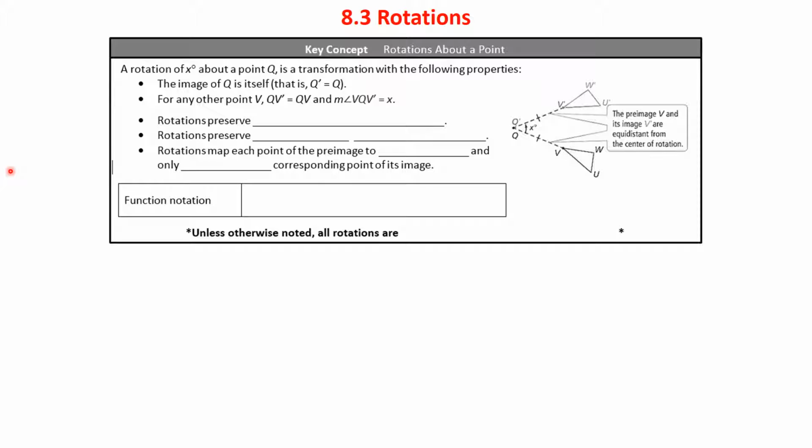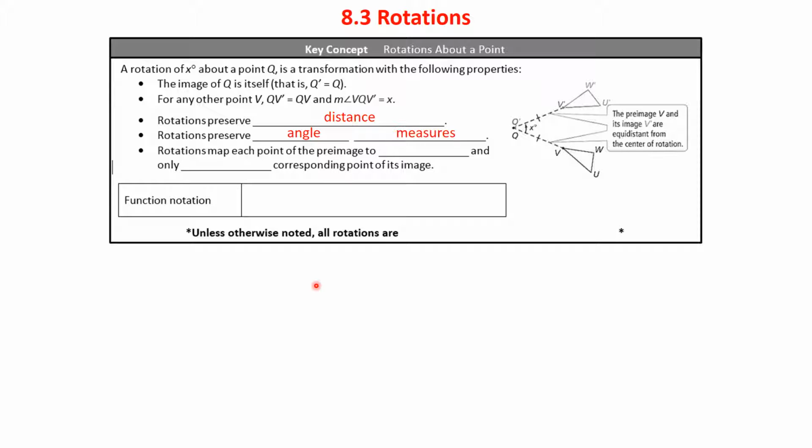Alright, so if we turn now to 8.3 on the inside of our notes, we have a major key concept. So just like we had the last time you were in class, for 8.2 talking about reflections, we have similar definitions and rules for 8.3 rotations. And so if we want to rotate a point or a figure, we need to realize that rotations preserve distance. So if I am rotating a segment, like I have here from VU to V prime U prime, if I'm going to rotate that x many degrees up, the distance of that segment should still stay the same.